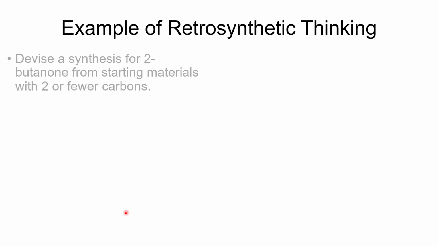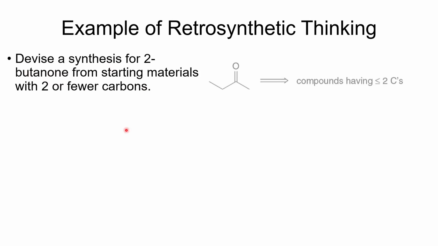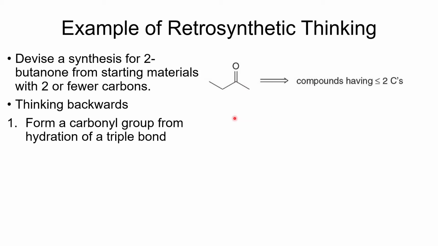All right, so here is an example of a retrosynthesis. Devise a synthesis for 2-butanone from starting materials with 2 or fewer carbons. So that means you can start with 2 carbon compounds, and we want to make something that has 4 carbons in it. So here is our target. We have the open arrow, and we want to know what would be an immediate precursor to this. Well, we just saw a way to make ketones, and that way was from an alkyne. So thinking backwards, we could do an alkyne and do regular hydration.